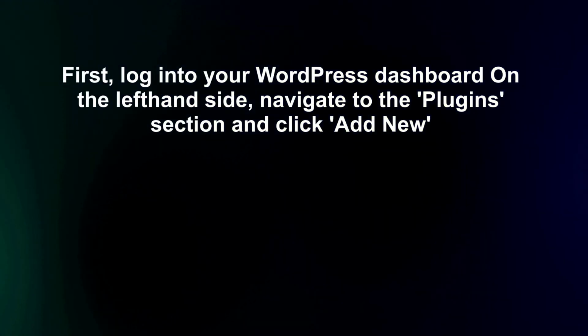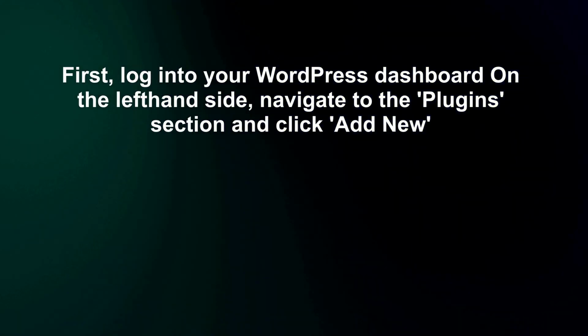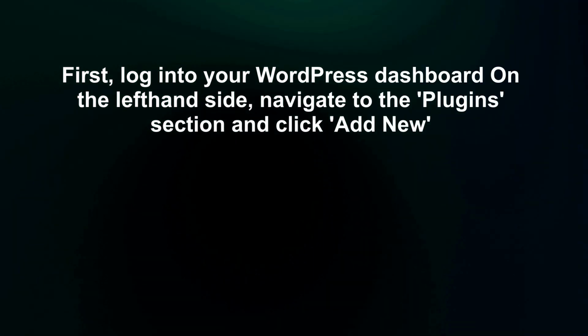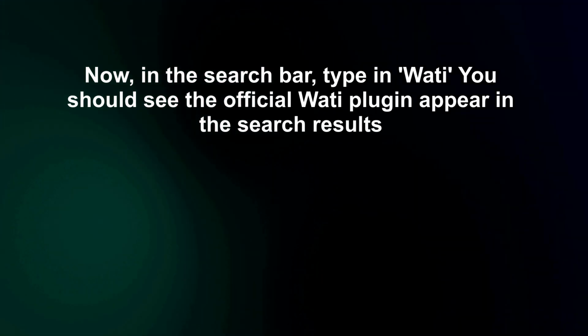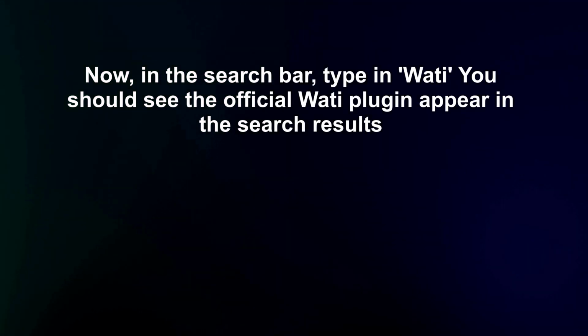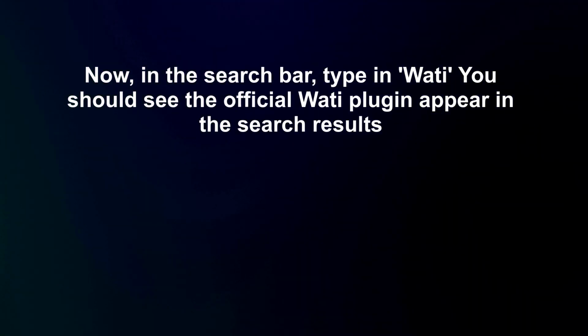First, log into your WordPress dashboard on the left-hand side. Navigate to the Plugins section and click Add New. Now, in the search bar, type in Wati. You should see the official Wati plugin appear in the search results.